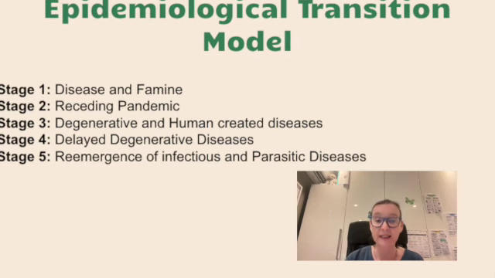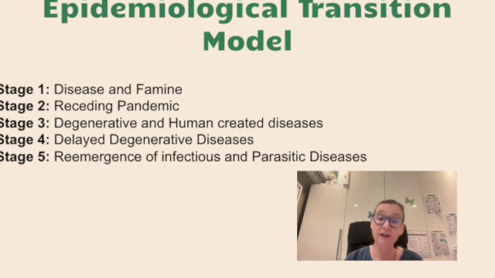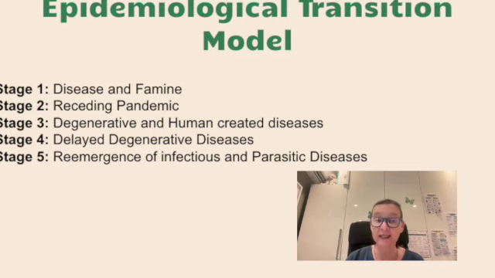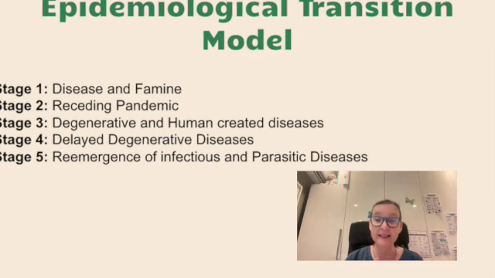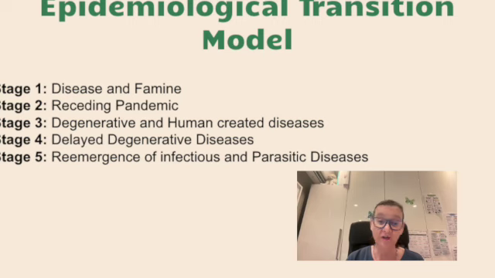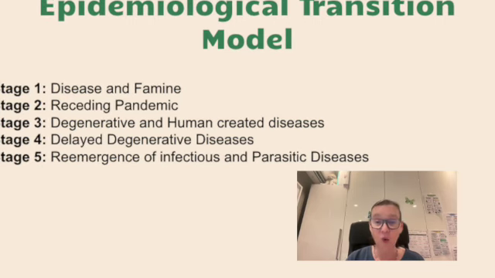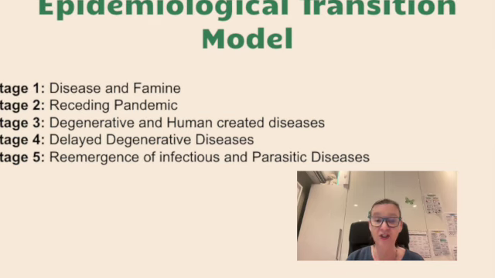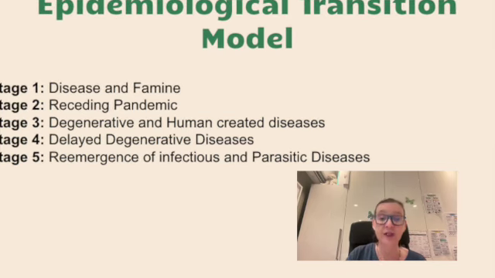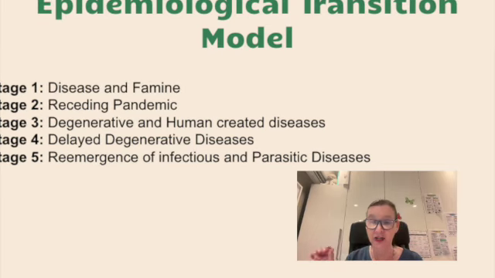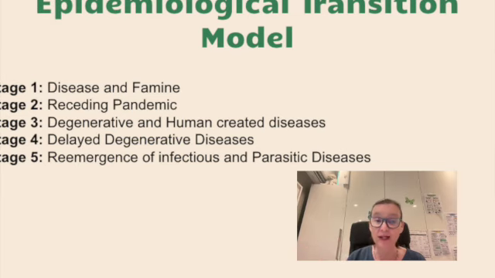Stage 4, delayed degenerative diseases: people living longer thanks to medical advancements that delay age-related illnesses. And stage 5, reemergence of infectious and parasitic diseases: old diseases reappear and new ones emerge due to globalization and antibiotic resistance. Here's a tip. Think of it this way: DTM, how populations change. ETM, why people die. In the next slides, we'll break down each stage to understand how health, medicine, and technology shape population change over time.